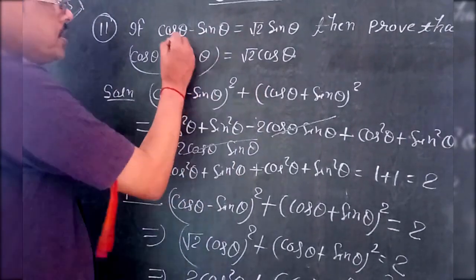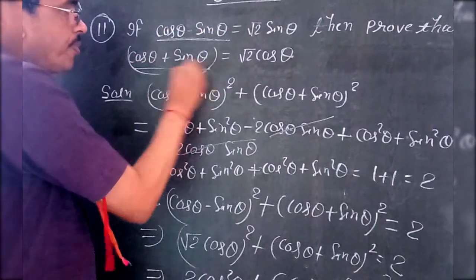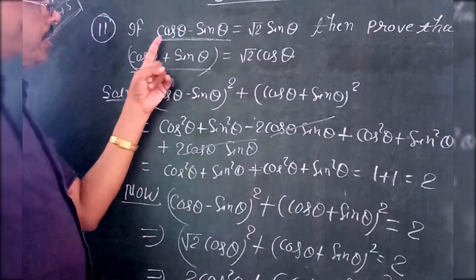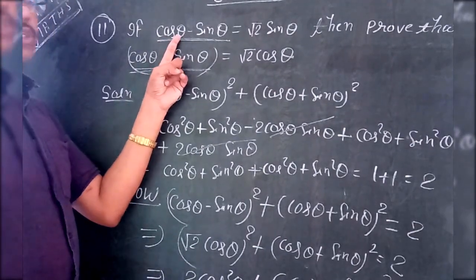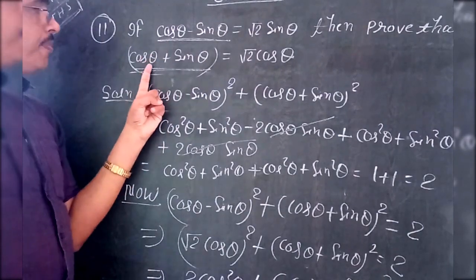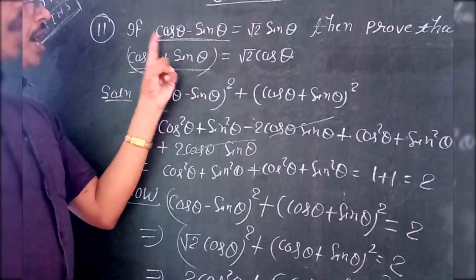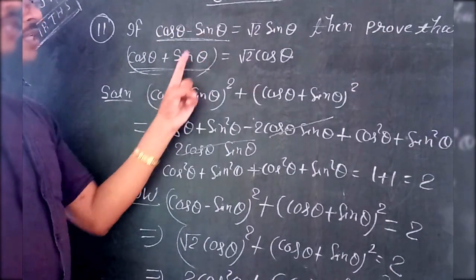So your question is cos theta minus sin theta, it is given, and you have to prove cos theta plus sin theta. Your first work is squaring these equations and adding.